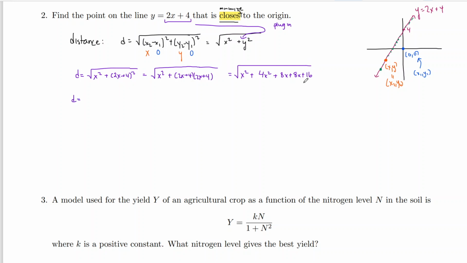All right, and go ahead and simplify. One more step is just to combine like terms. And we have x squared plus 4x squared is 5x squared, plus 8x and plus 8x is 16x, and then plus 16 at the end.